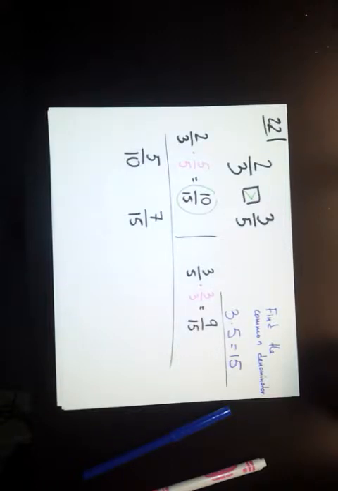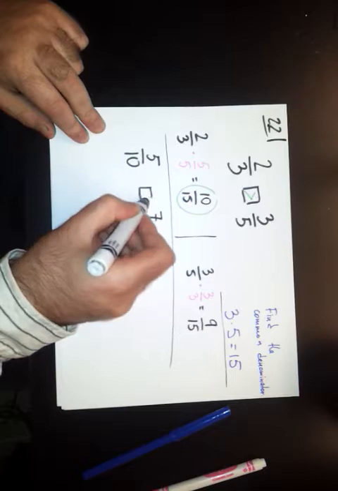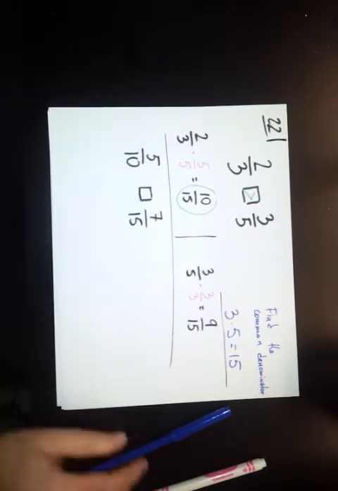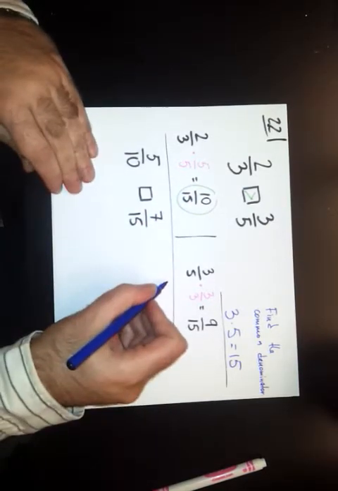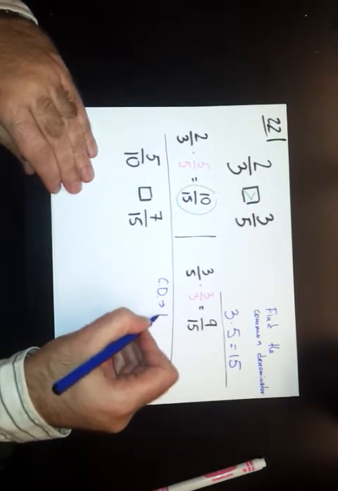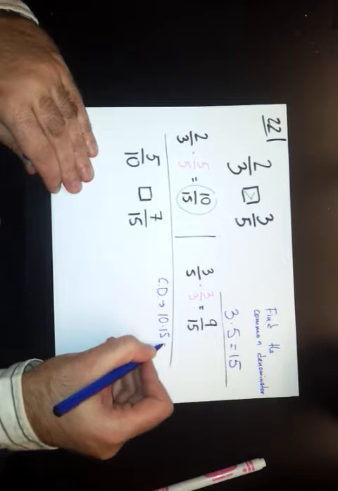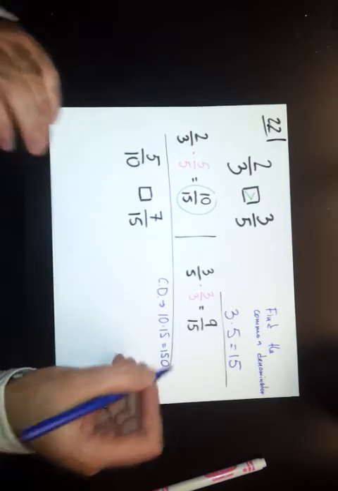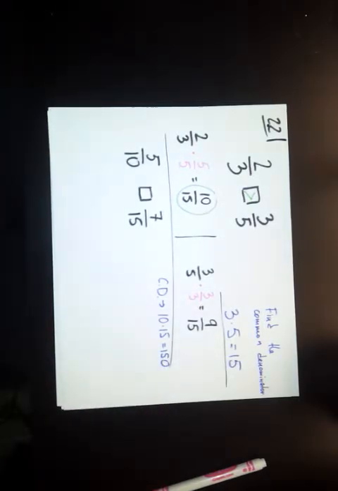Now, you can find a common denominator here as well by simply multiplying 10 and 15. So common denominator, I'm just going to refer to this as a CD, in this case would be 10 times 15, which is 150. That's a large number, and you can make that into your common denominator. It'll work. It's a common denominator.